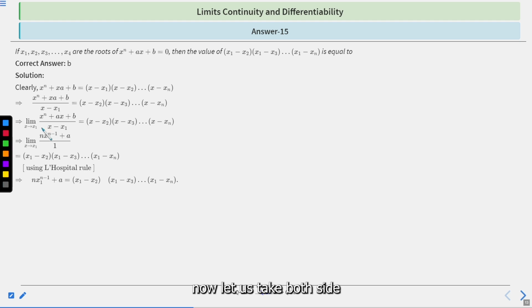Now let's take the limit on both sides as x tends to x1: (x^n + ax + b)/(x - x1) is equal to (x - x2)(x - x3) till (x - xn). Here we can see that x1 is the root of this equation. So by putting x1, the numerator is 0 and the denominator is also 0. Clear? So it is 0/0 form, right? So we can apply L'Hospital rule.